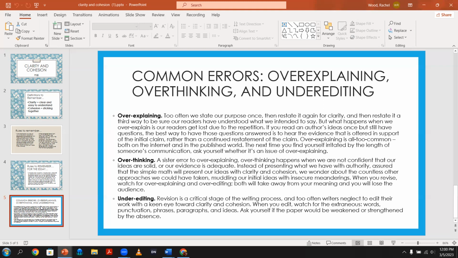Now, your grammar assignment this week: I've given you 20 sentences, and I want you to take those 20 sentences and turn them into a clear, cohesive paragraph. You'll have to edit, you'll have to explain, you'll have to add some punctuation there. And it really is good practice in learning how to write clearly.